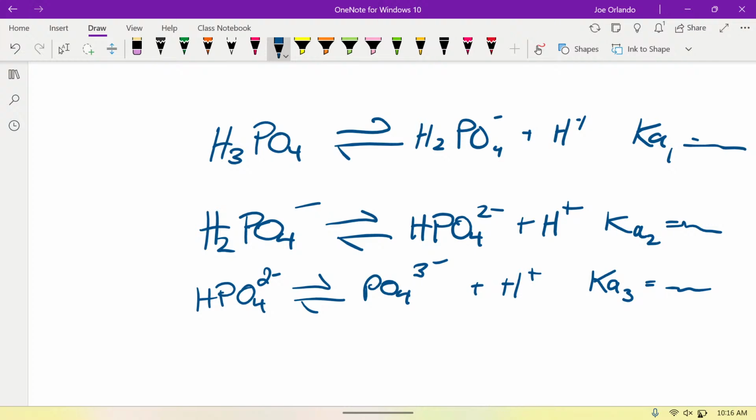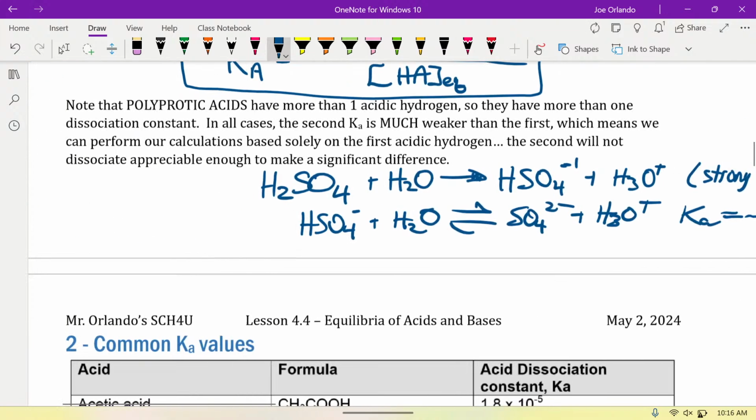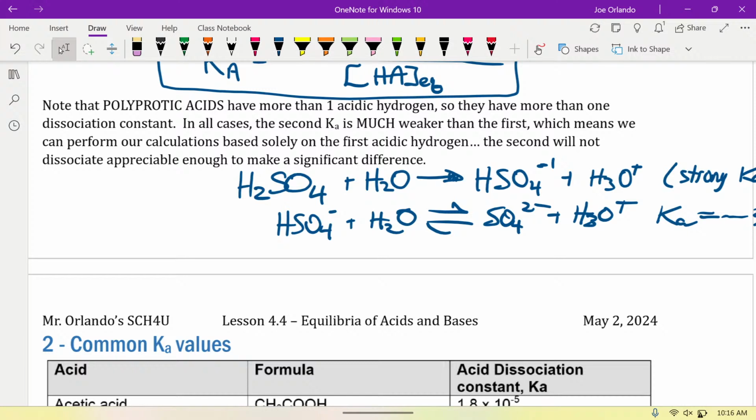As you can imagine, if you deal with this, you have a lot of equations to keep track of. Polyprotic acids get messy. We're not going to deal with them in this course, but if you take university chem, you will. Yeah? Is the A in Ka a lowercase or a capital?